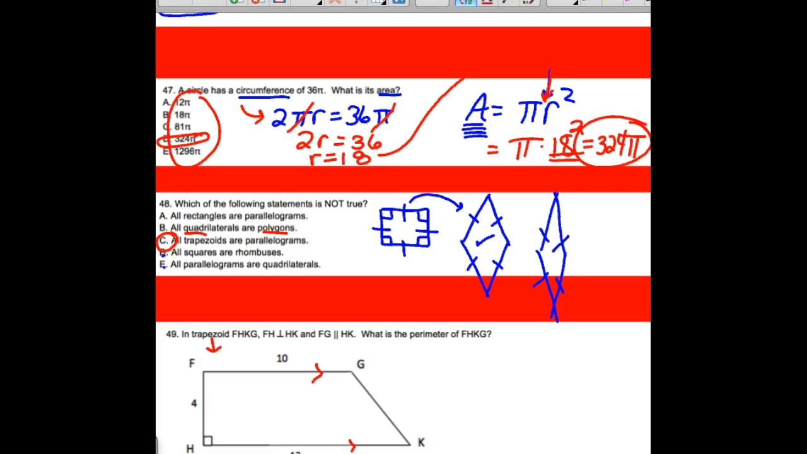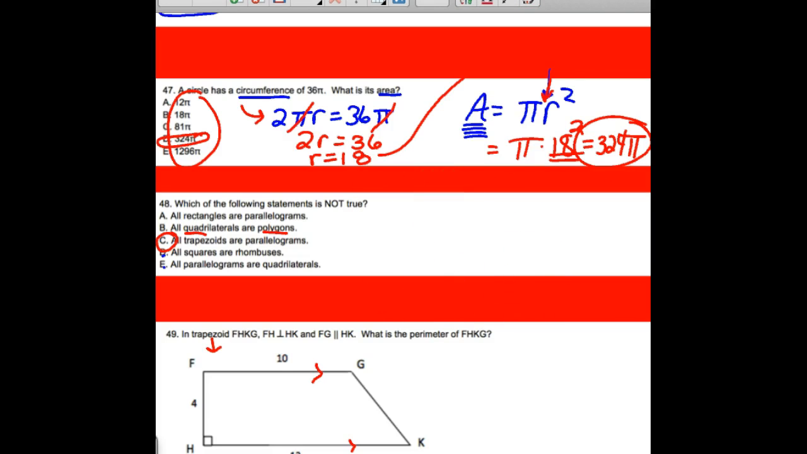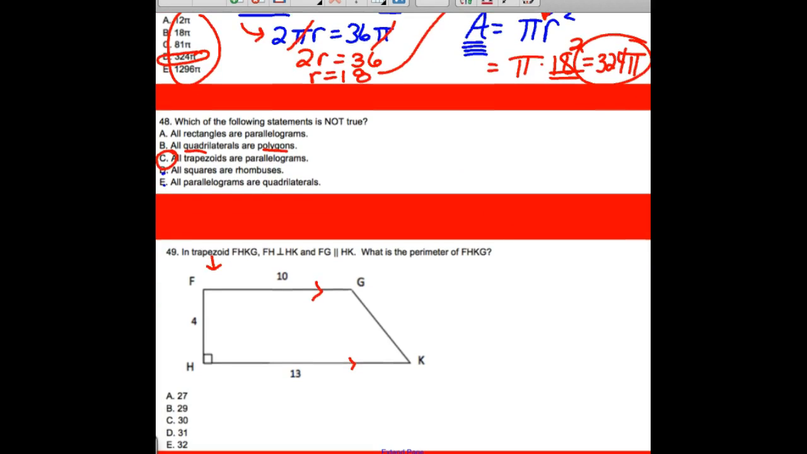All parallelograms are quadrilaterals. That's true because they have to have 2 pairs of parallel sides. They'll have 4 sides, which is the definition of a quadrilateral.